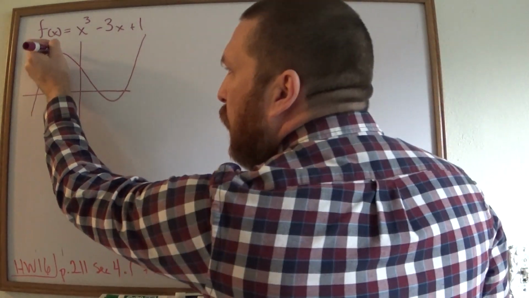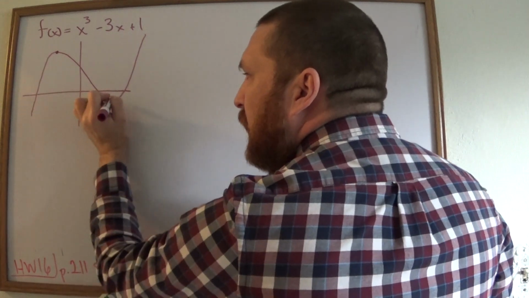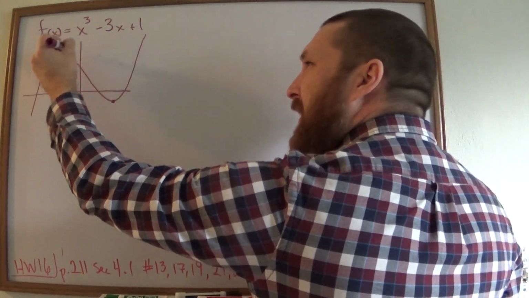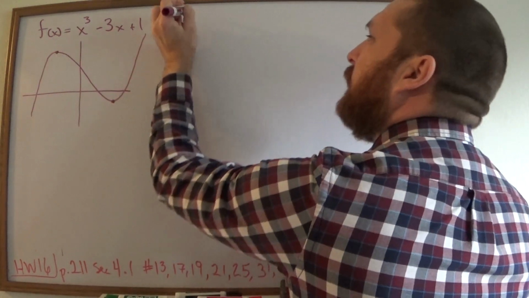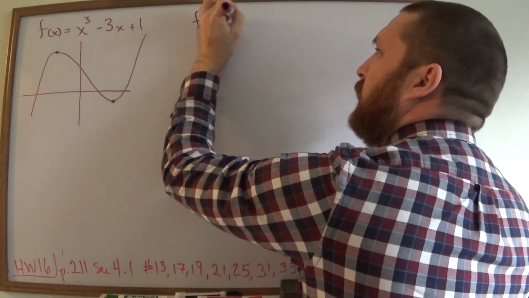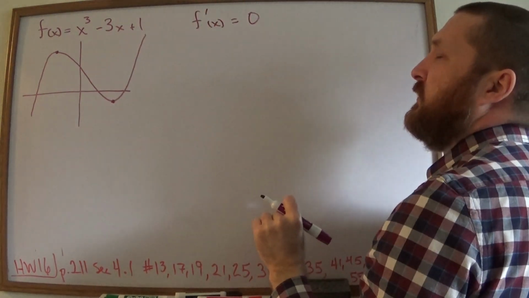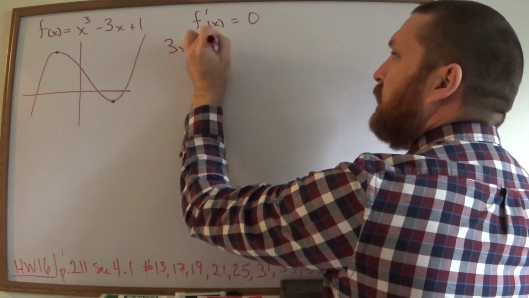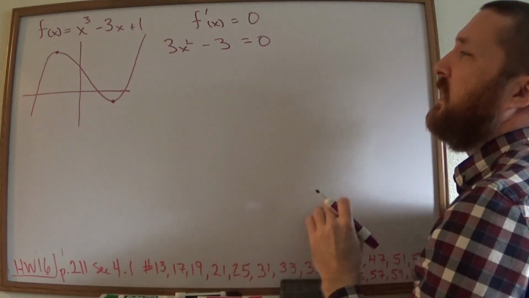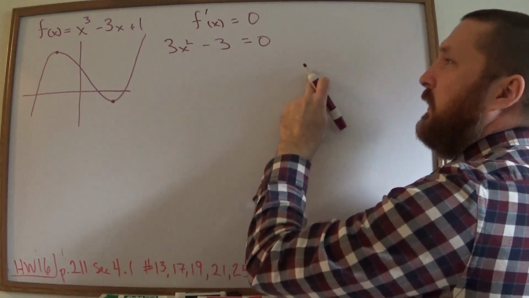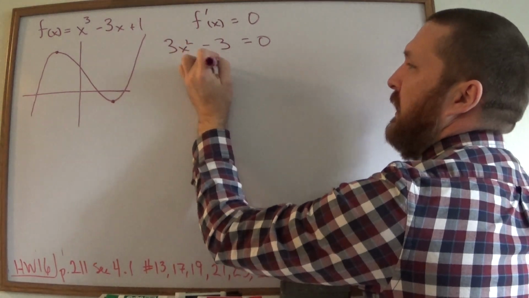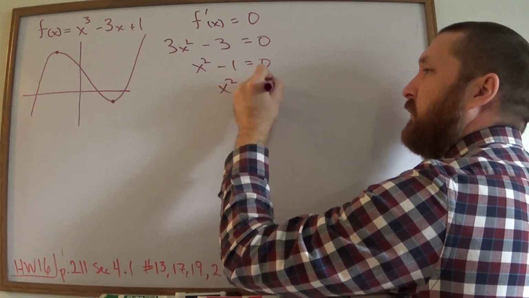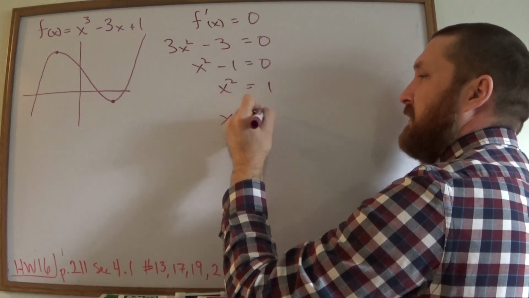Why is this? Well, we want to know where this point occurs, and where this point occurs. What are the slopes at those points? 0, right? So where does the slope equal 0? This is the question we're trying to solve: where is f prime equal to 0? What's f prime? 3x squared minus 3. So we're trying to find where 3x squared minus 3 equals 0. We can cancel the 3, divide through by 3. That's where x squared is equal to 1. And so x equals plus or minus 1.